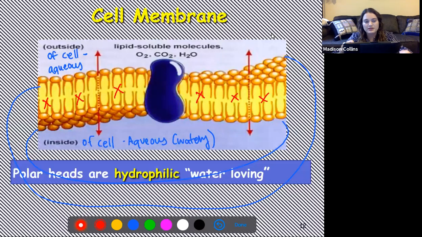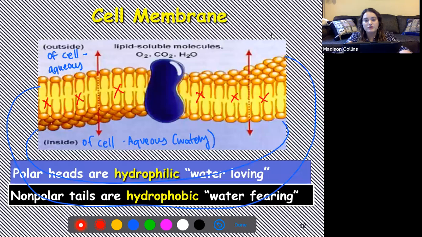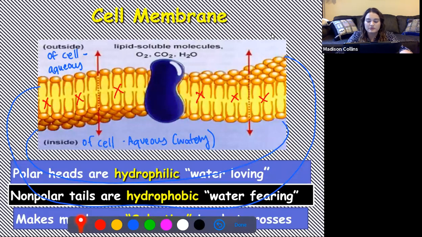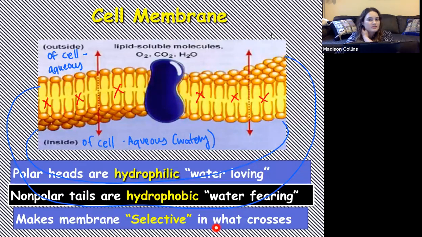Right? So what ends up happening is these polar heads are hydrophilic, which means that they are water loving. Those non-polar tails are hydrophobic, which means they are water fearing. And those 2 qualities are going to work together. And this is what makes the membrane selective for what crosses. So we've talked about how the cell membrane lets certain things cross and doesn't let other things cross. And that's because of these 2 hydrophobic and hydrophilic features working together to create that selective boundary.